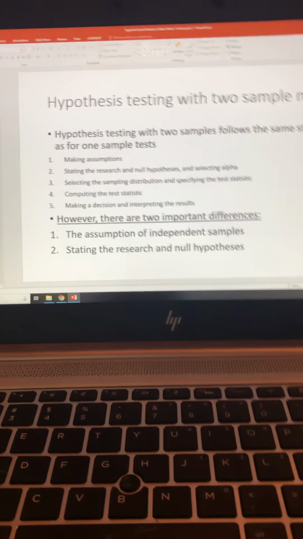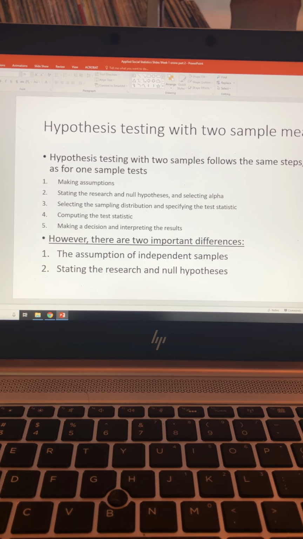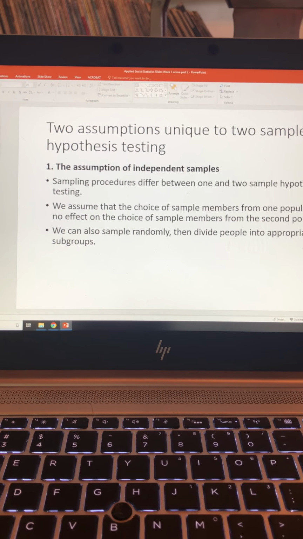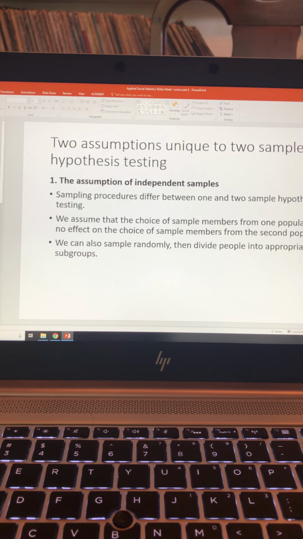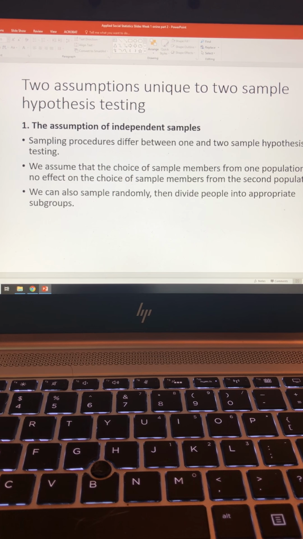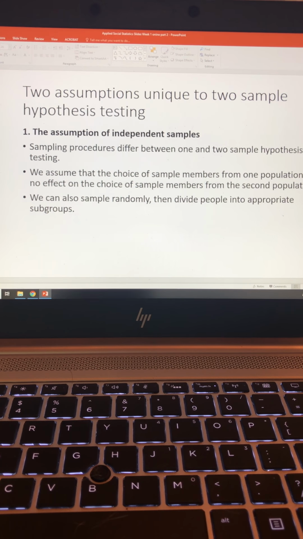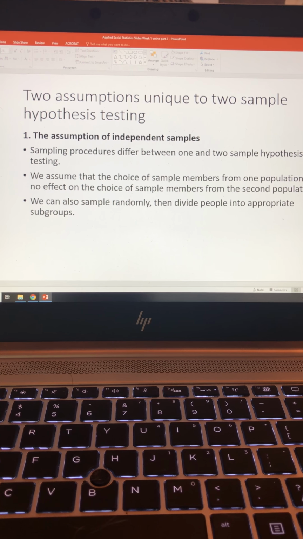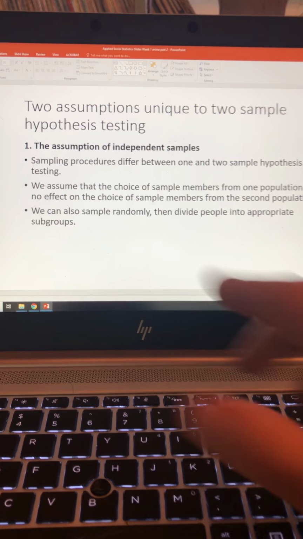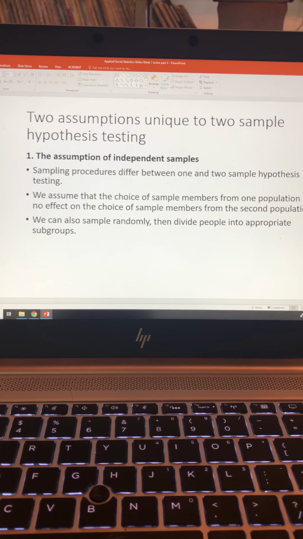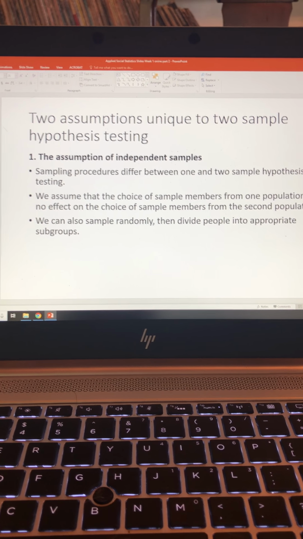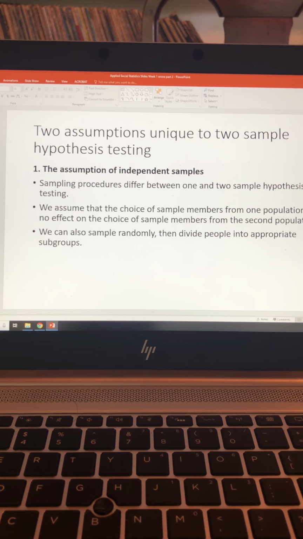The other difference is in the way we state the research and null hypotheses, mostly because we're looking at two means. So the structure of how we write out the null and research hypotheses will differ a little bit. Okay. So again, let's go through each of these and then do an example. They have to be independently sampled. The choice of sample members from one population has no effect on the sample members from the opposite. So my example where I would get women and ask for their husbands or brothers, that would be a violation.